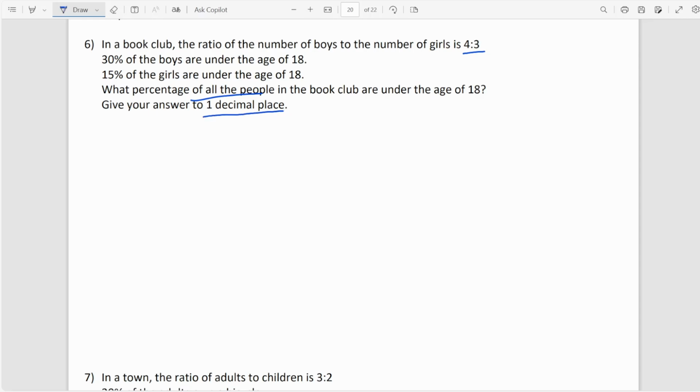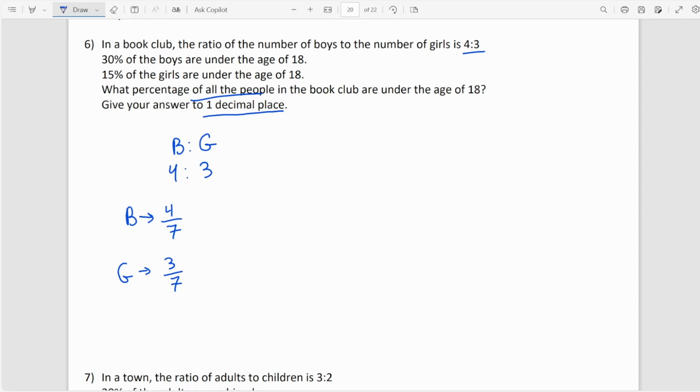Okay, so firstly, let's write my ratio. So boys to girls, the ratio is 4 to 3, okay? And now let's figure out the fraction of boys. The fraction of boys is going to be 4 over 7, the parts over the total, and the fraction of girls is 3 over 7, okay? So now you need to understand that 4 over 7 and 3 over 7 are of the whole entire club.